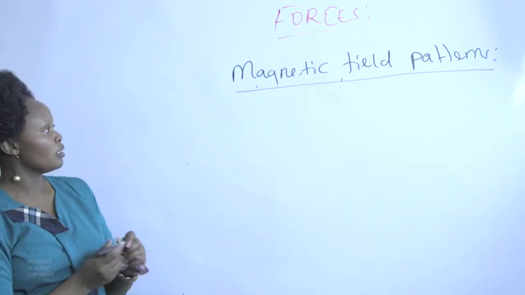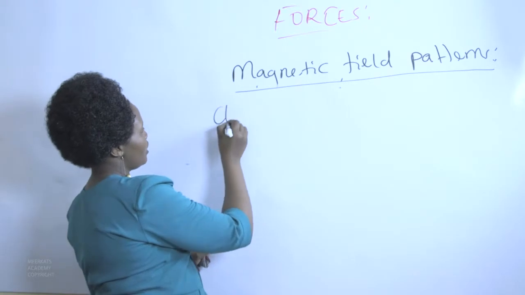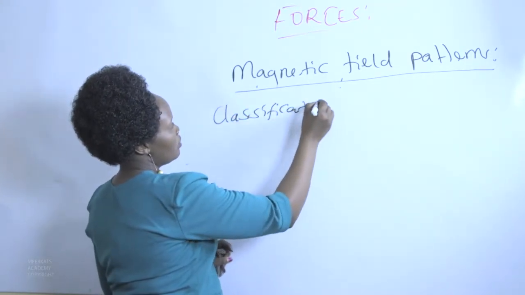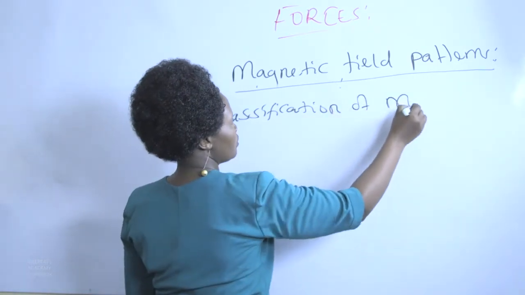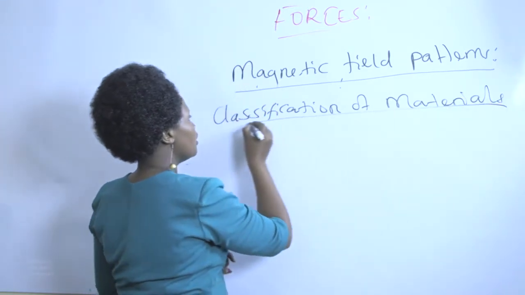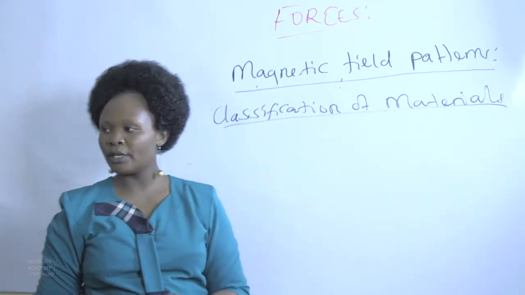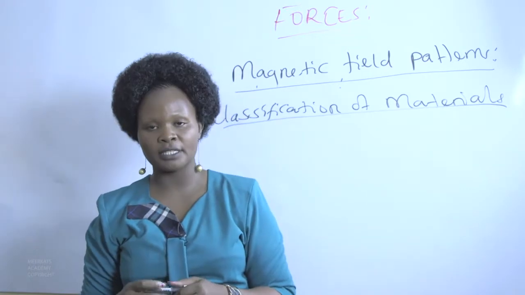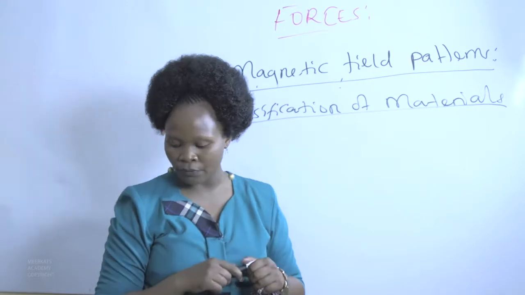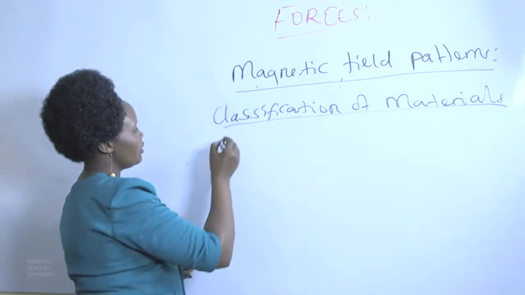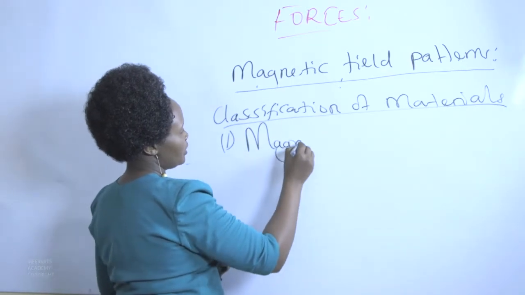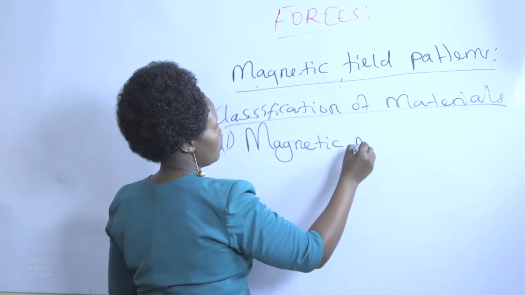For that reason, I want us to classify materials. And our classification is going to be based on the effect that a magnet has on that particular material. You will realize that you have a class of materials we are going to call magnetic materials.